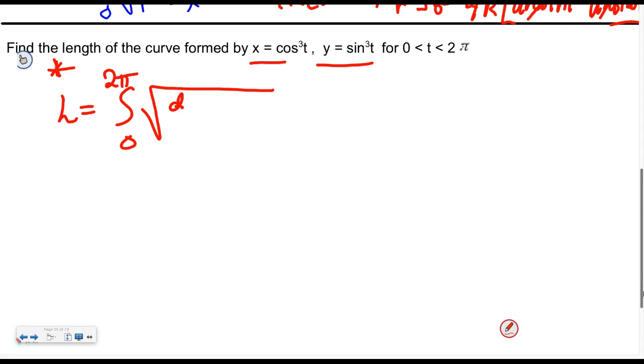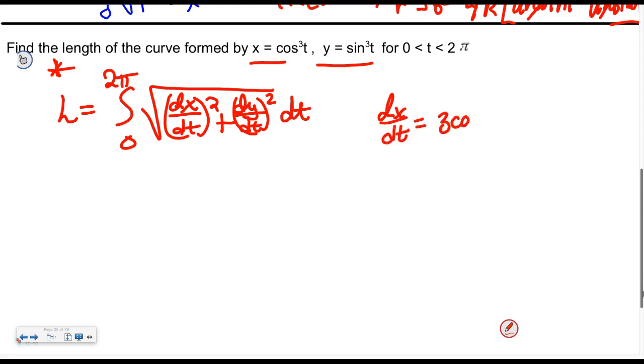What is it? (dx/dt) quantity squared plus (dy/dt) quantity squared with respect to tiny changes in t. So let's go over here to some workspace. Let's do dx/dt first.